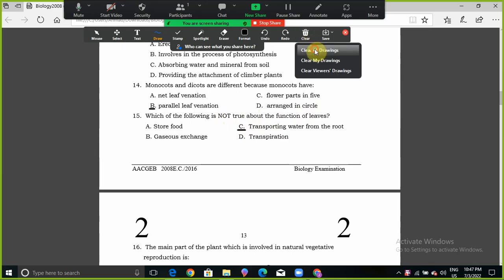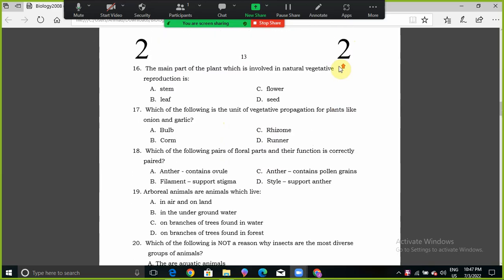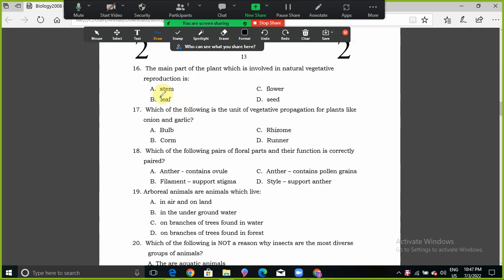Now, question number 16 says, the main part of the plant which is involved in natural vegetative reproduction is what? The answer, first of all, is A, because the stem is the main body or stalk of a plant that supports fruit, leaf, and flower, and helps the whole plant to be erect. So the correct answer for question number 16 is A.